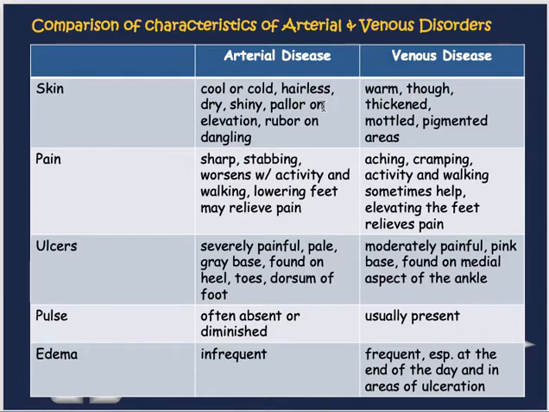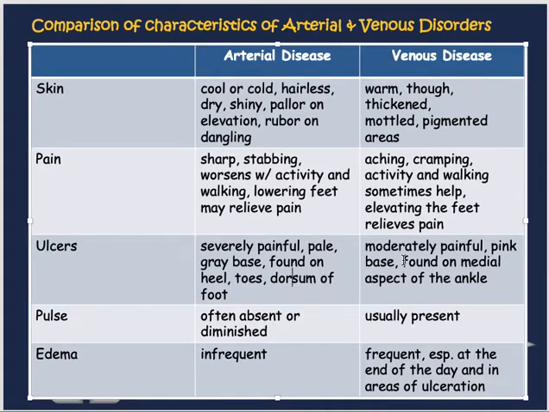Okay, so ulcers form in both arterial and venous conditions. In arterial conditions, the ulcers are severely painful. They are pale, have a gray base, and are found on the extremities, like the tips of the fingers and the tips of the toes. Here, the venous ulcers are pinkish in color and have a pink base. This is a very, very important point to remember. The venous ulcers are present on the medial side of the leg above the medial malleolus. This is very typical of venous ulcers.